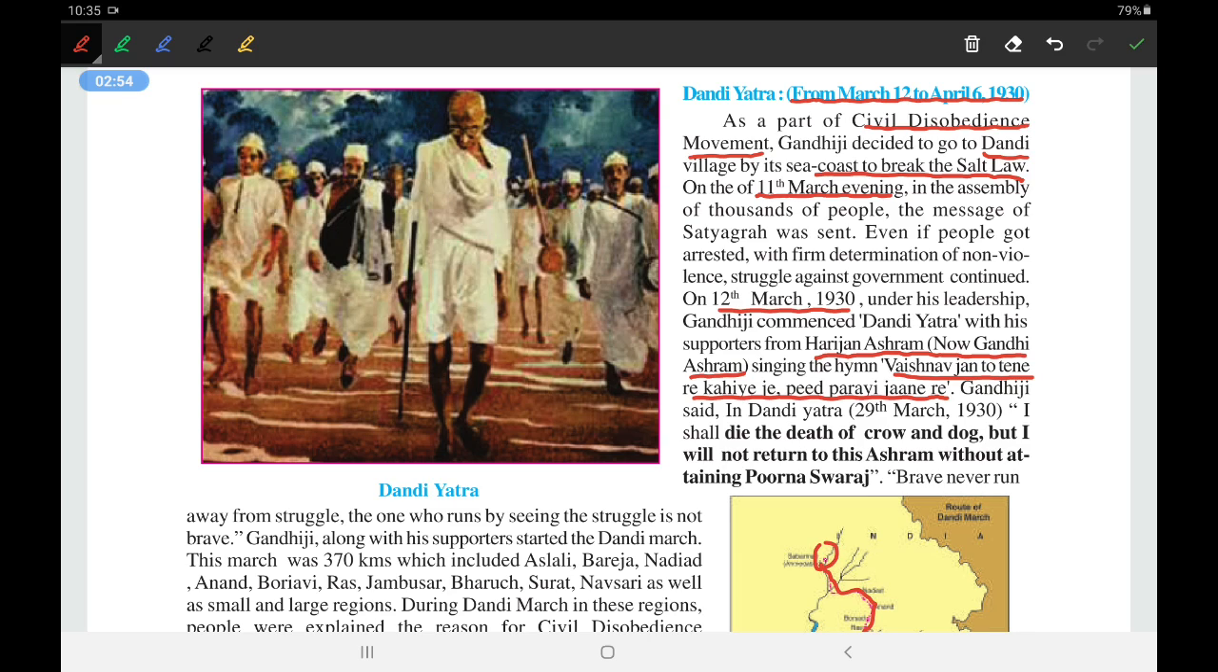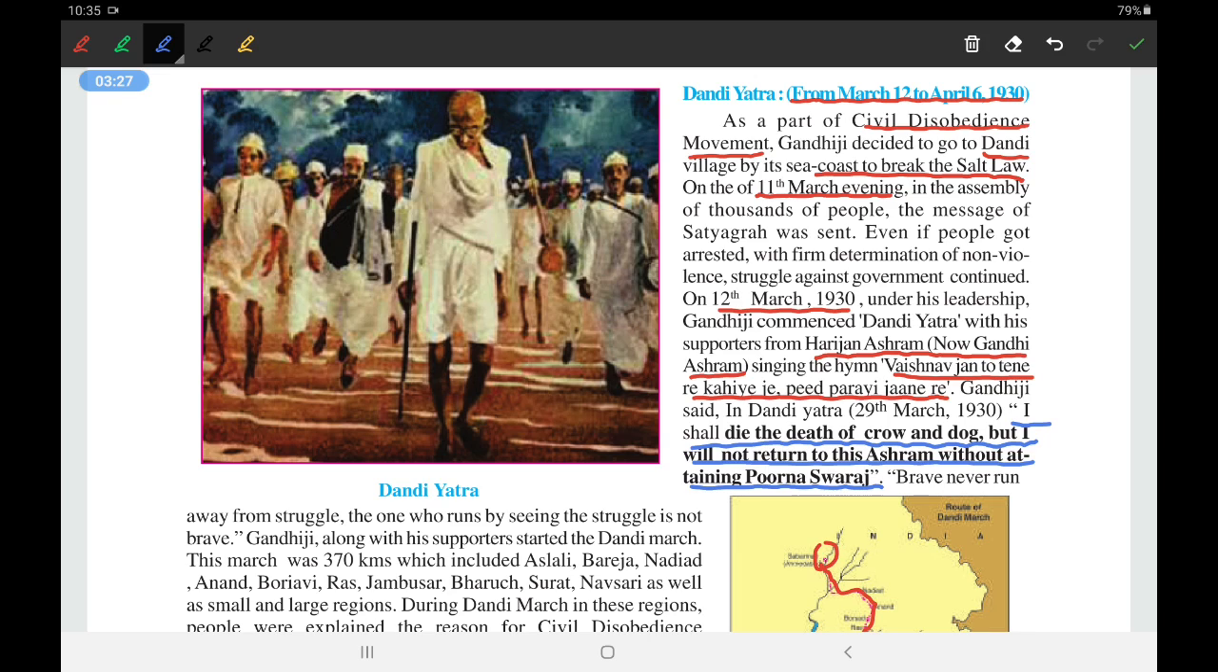Gandhiji said something very remarkable, so remember it. He said, I shall die the death of a crow or a dog, but will not return to this ashram without attaining Purna Swaraj. He meant that he would die any death, an ordinary death even on the road, but he would not return to this ashram without getting Purna Swaraj. Swaraj means independence. And in reality, he was not able to return to this ashram.